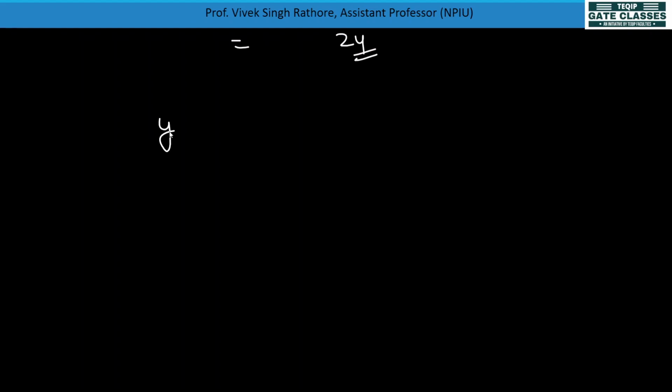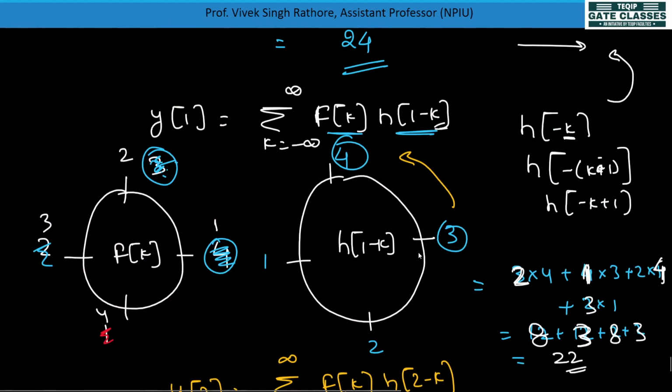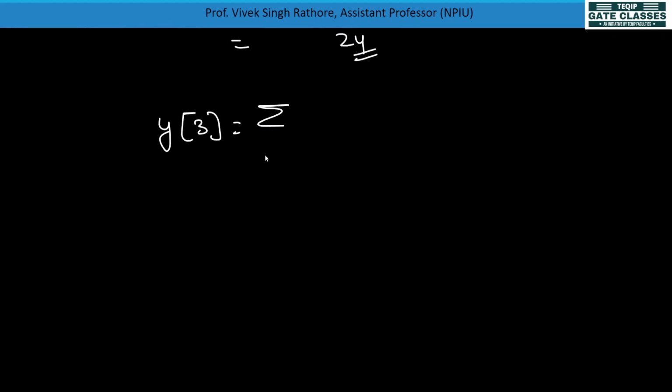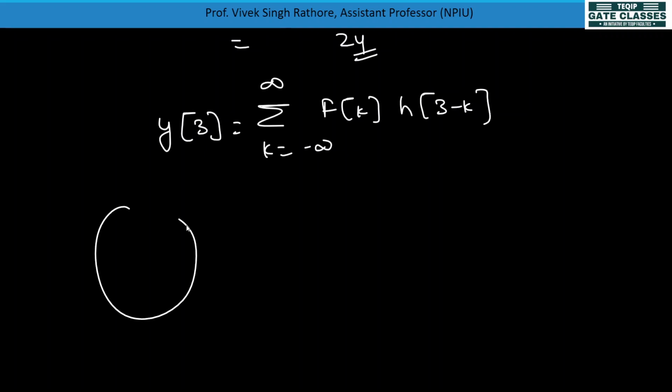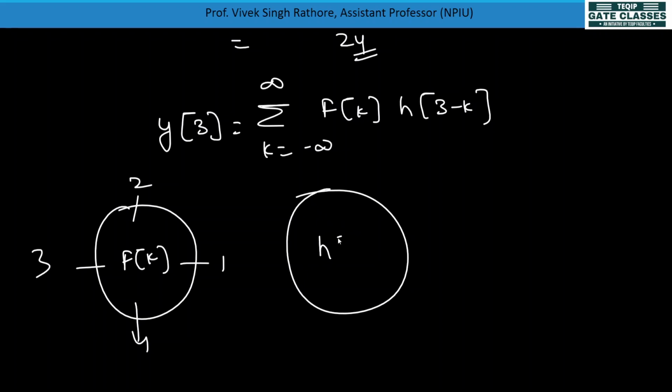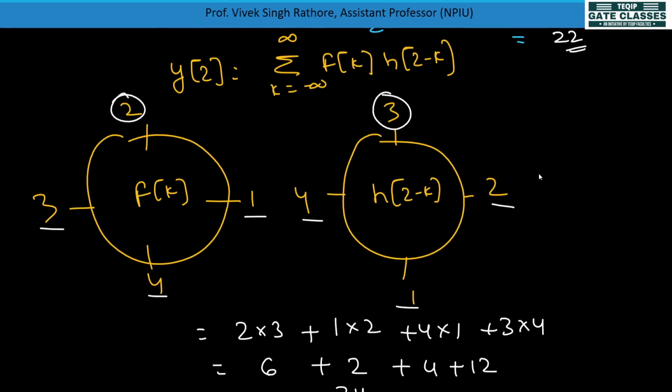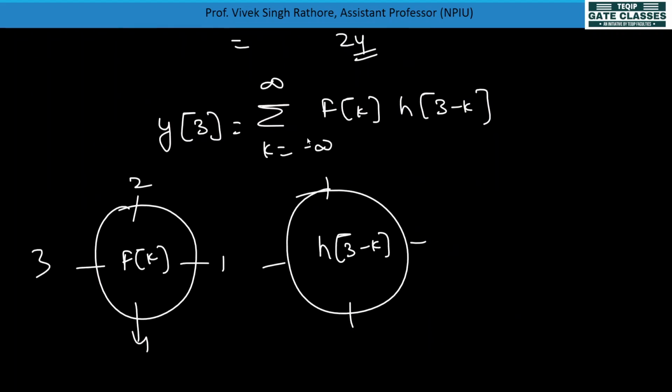Last, y of 3 value we will get. So for y of 3, it is the sum over k from minus infinity to infinity of f of k times h of 3 minus k. So obviously you know this value, 1 2 3 4. This is your f of k. h of 3 minus k, how will you calculate? Just again this shifting only. So what we'll do, 2 3 4 1. We'll write 2 3 4 1.